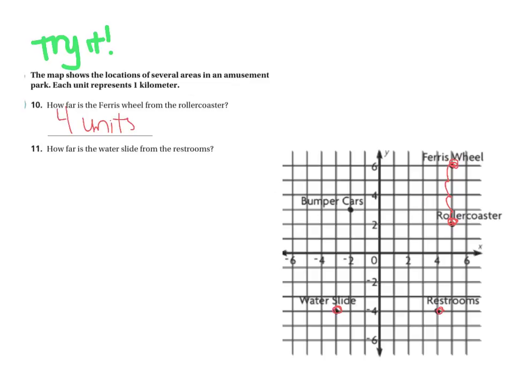Now the slide and the restrooms, which it is important to know where those two things are. It looks like the water slide is 3 units from 0, and the restroom is 4 units from 0. So they are 7 units apart. And I could have counted that just like this: 1, 2, 3, 4, 5, 6, 7. There's another way you can easily count that.